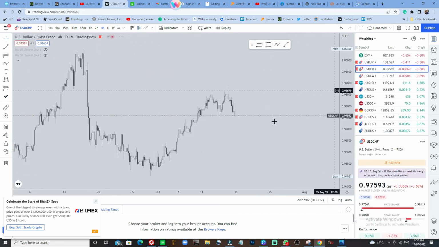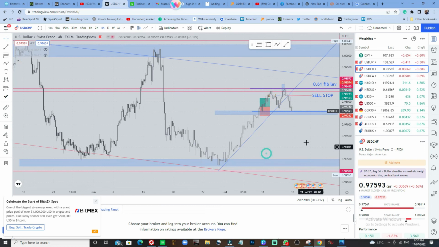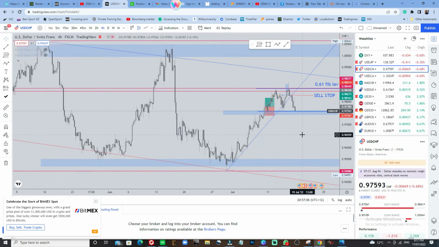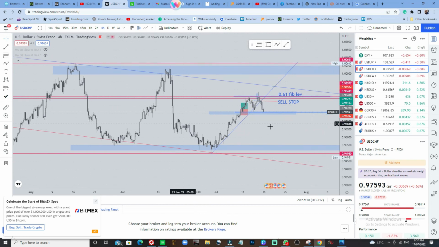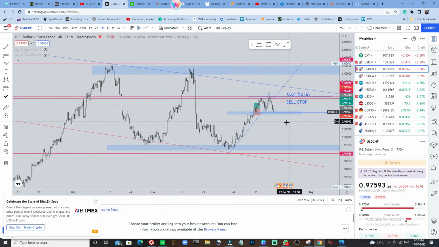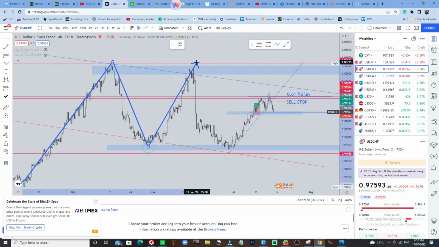USD CHF. Now USD CHF is a very interesting setup. Very easy to understand. First of all, identify the market moving in this direction, up, down, up. See, it's maintaining the same level. It's respecting this level, and they pushed the downside, came down, respecting this level, and went up.